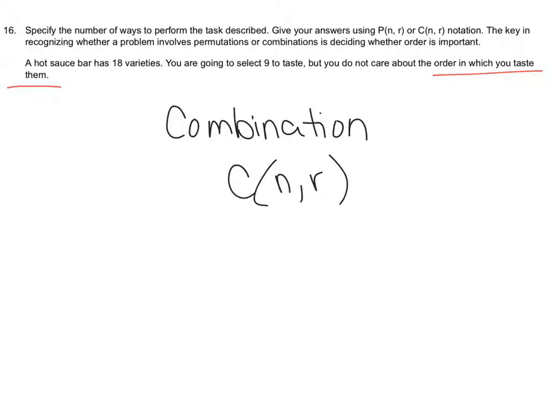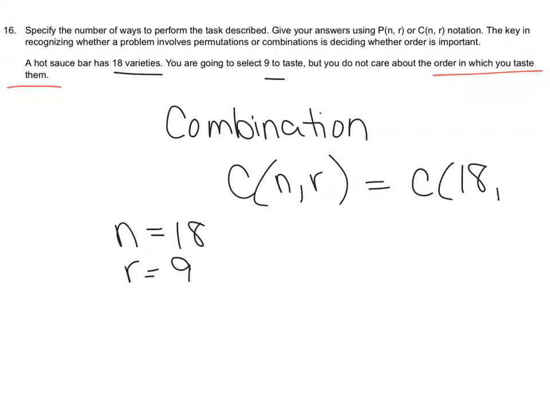Now we need to identify the value for N and the value for R. So N is the total number of hot sauces that we have to choose from. And there are 18 different varieties, so N equals 18. R is the number of hot sauces that we're going to taste, or that we're going to select. So R equals 9. That means that our final answer is C, 18, choose 9. And this is what we would type into MyMathLab.